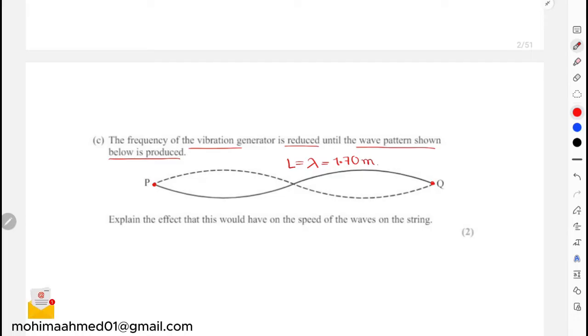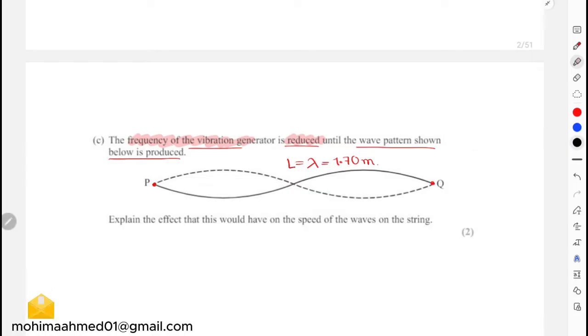Another thing, explain the effect this would have on the speed of the waves on the string. It says that the frequency of the vibration generator is reduced. There are two hints over here. The frequency of the vibration is reduced, and previously your wavelength was 0.85, now it is 1.7, right? Previously the wavelength was half of the total length of the string, now the wavelength is equal to the total length of the string. So now wavelength has increased, frequency has decreased.